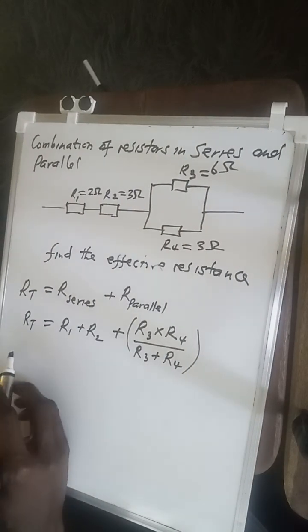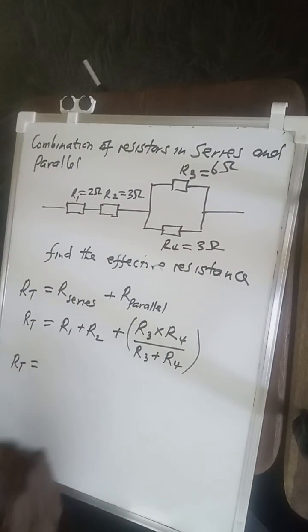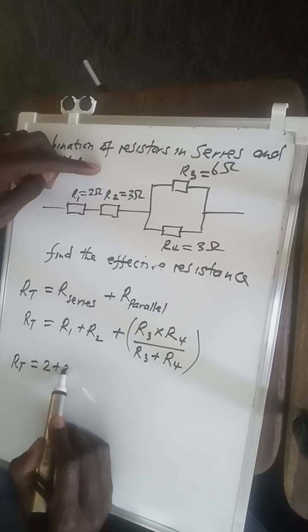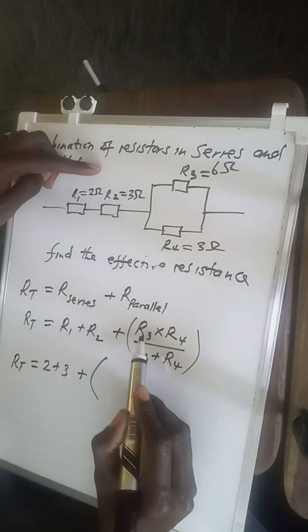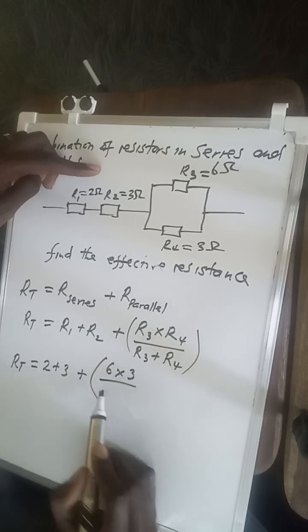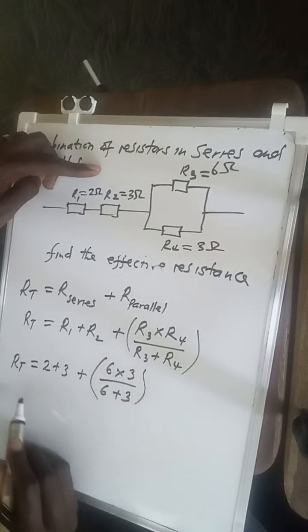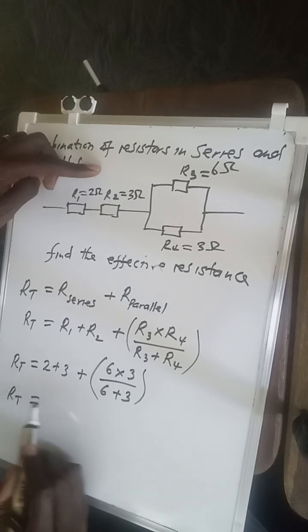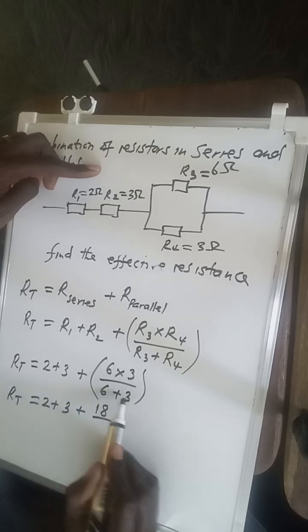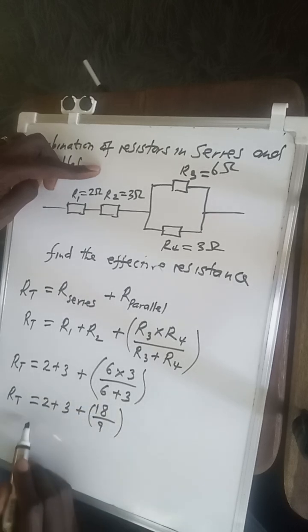So it's those in series plus those in parallel. Let's use the values there to see the total resistance that we are going to have. Resistor 1 is a 2, plus, what is resistor 2? It's a 3, plus, what is resistor 3? It is 6 times resistor 4, which is 3, over 6 plus 3. So this is going to give us resistor total 2 plus 3 plus this times that is 18 over 9. That's what we're having there.